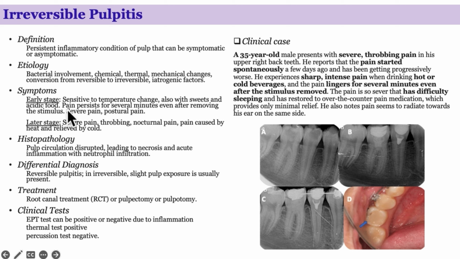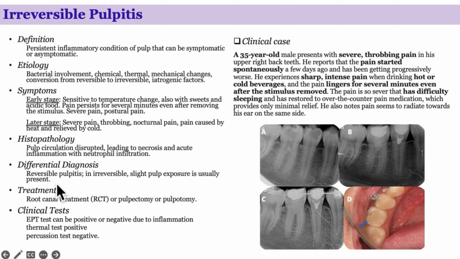This one is an important point. And postural pain. What does postural pain mean? When we lie down, we can feel pressure on our teeth. In the later stage, there is severe throbbing pain and nocturnal pain. Nocturnal pain means pain during sleep.